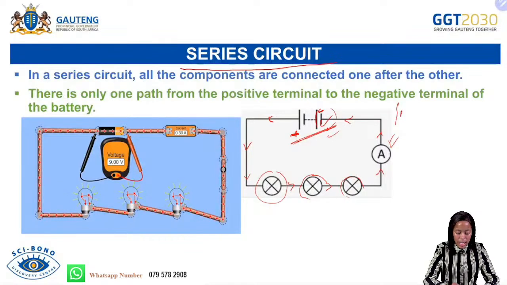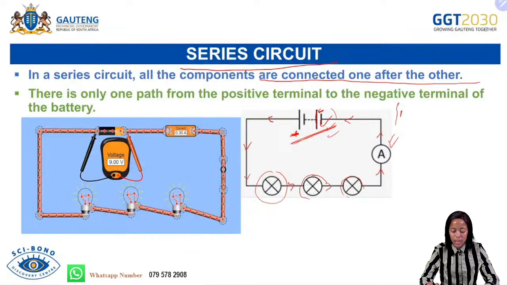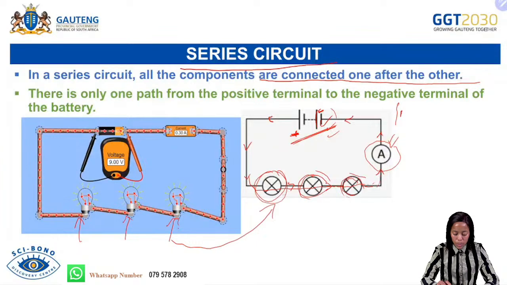So now with a series circuit, it says in a series circuit, all the components are connected one after the other. So this is our ammeter, and this is the light bulb, which is serving as a resistor. They are all connected one after the other. On this diagram, this is our light bulb, serving as a resistor. And this one here represents our switch.